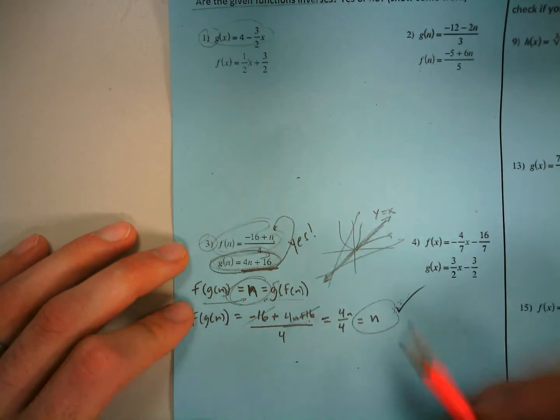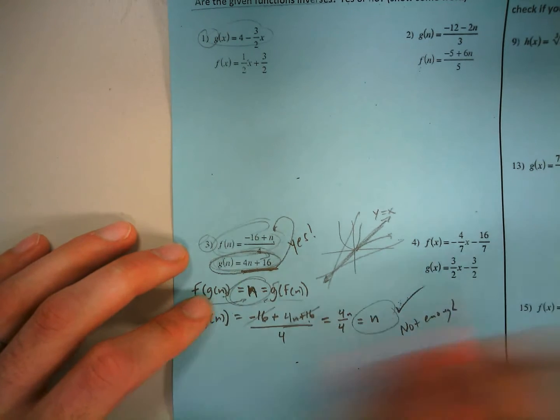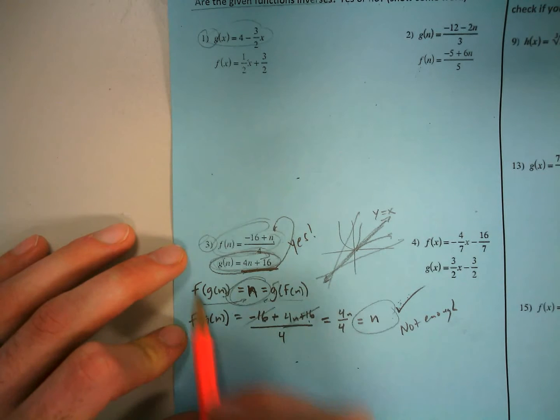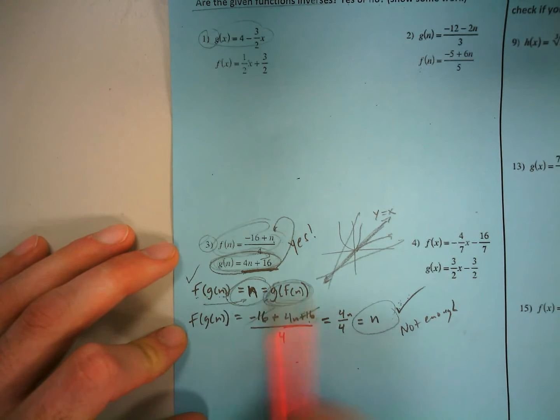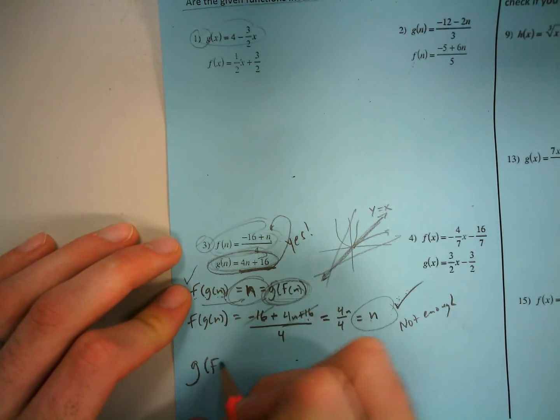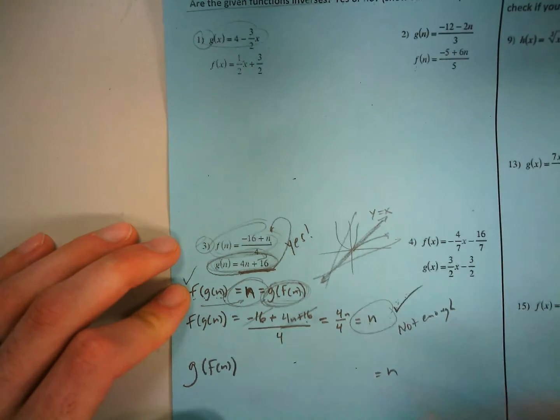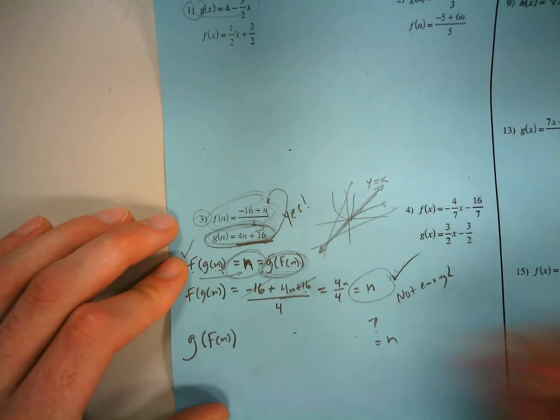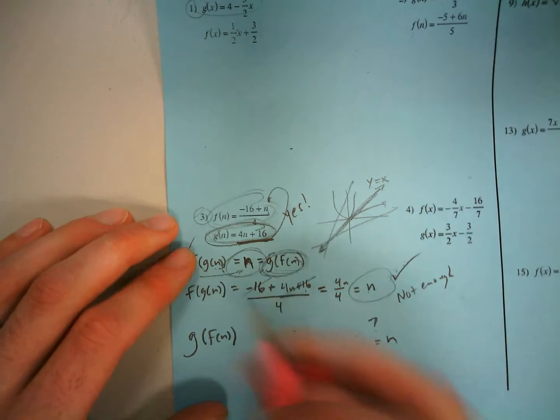It's not enough to just check one of them. You have to check both ways. We just checked f of g of n. We have to compose the other way and see if we also get the same thing. G of f of n. If this also equals n, then we'll be good. If this equals n, then it is truly the inverse. Right now we've just checked one way. Let's check the other way.